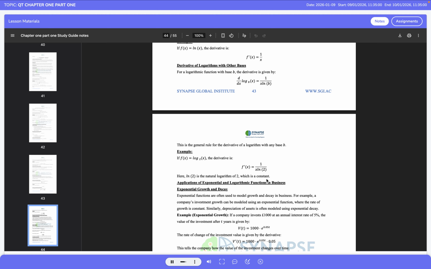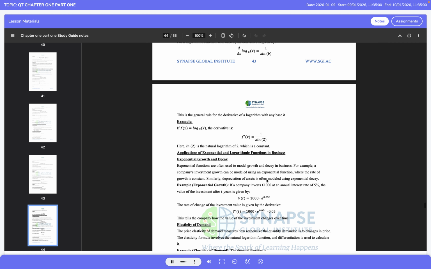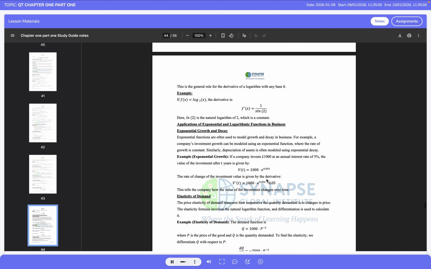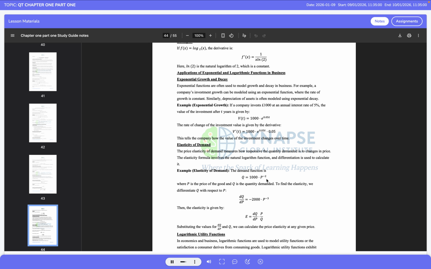Exponential and logarithmic functions have many important business applications. Exponential functions are commonly used to model growth and decay. Investment growth, for example, is often represented using exponential functions when interest is compounded continuously. Asset depreciation can also be modeled using exponential decay.